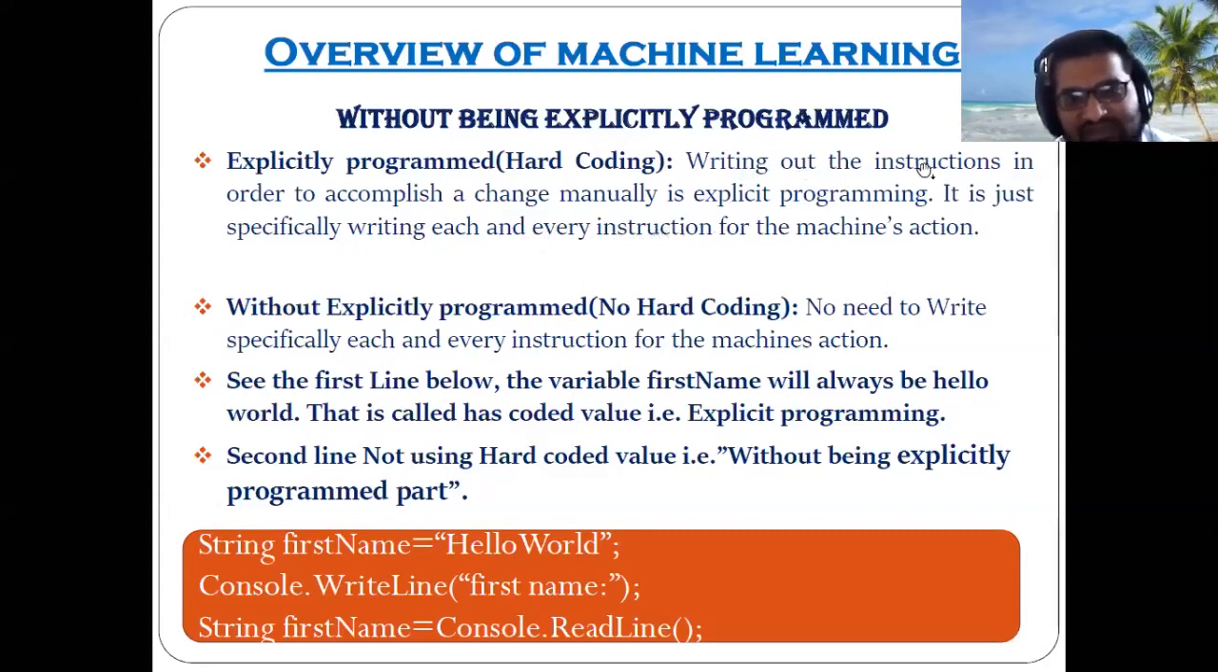Here also I have mentioned that writing out the instruction in order to accomplish a change manually is nothing but explicit programming. Whatever action you want to be performed by the machine, for each action there is a need to write the particular programming instruction. That is what we are doing in our academics. We have not yet seen a program related to machine learning. Yes or no?